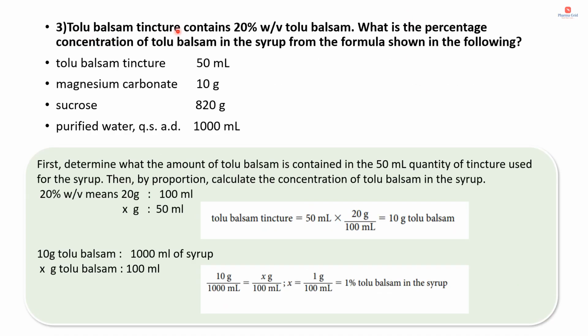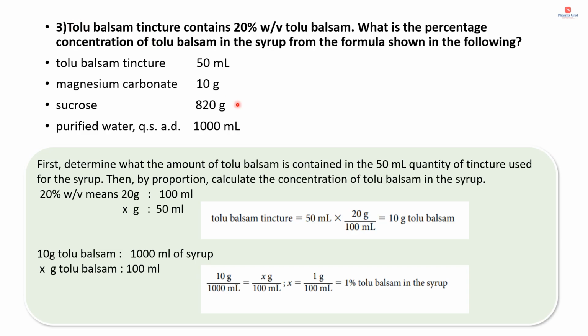Next one, tolubalsam tincture contains 20% weight by volume tolubalsam. What is the percentage concentration of tolubalsam in the syrup from the formula shown in the following? Tolubalsam tincture 50 ml, magnesium carbonate 10 gram, sucrose 820 gram, purified water quantity sufficient to make 1000 ml. Okay, so first determine what amount of tolubalsam is contained in 50 ml quantity of tincture used for the syrup. So for the syrup, the total volume is 1000 ml.